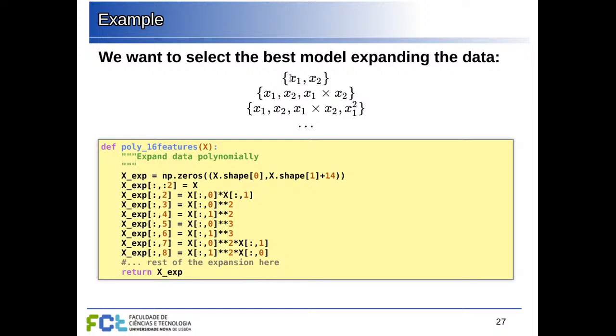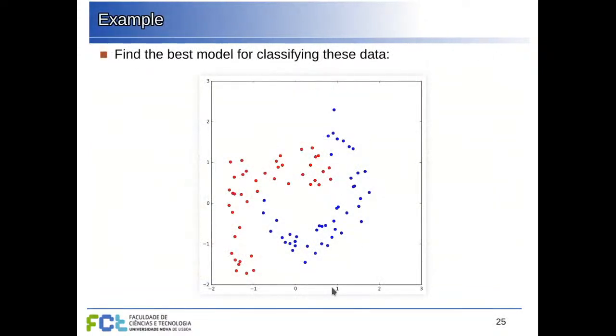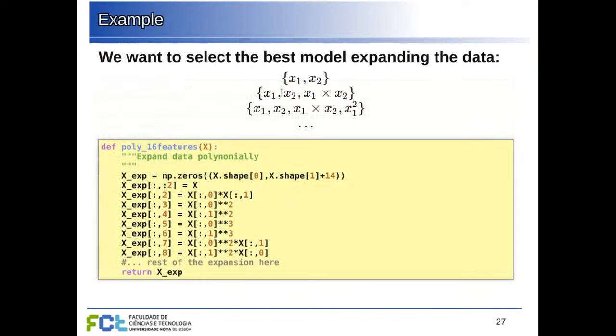We're going to apply logistic regression with only two features, the X1 and X2, which are the original features here, or with three features by adding the product of X1 and X2, or four features by adding also the square of X1, and so on and so on. So we can do this expansion up to 16 features, where we create a new expanded matrix that has the same number of rows as our data and has additional 14 columns for the features.